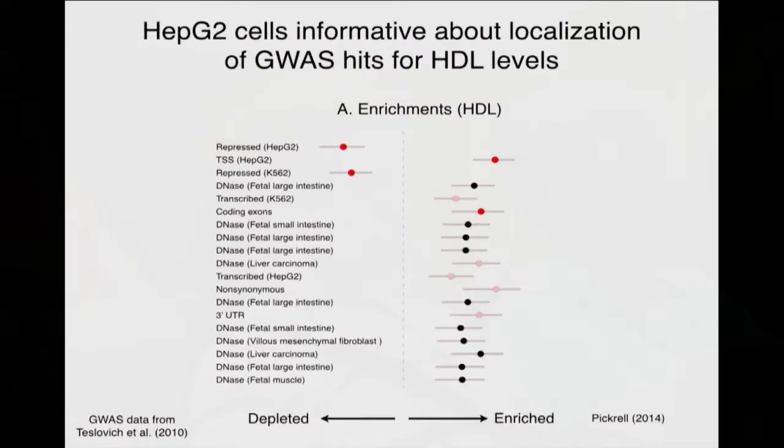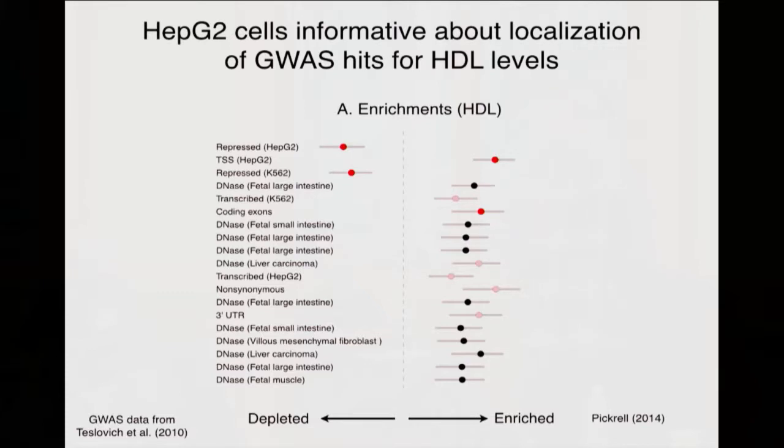And so here's an example for HDL. What I'm showing you here is I've taken all 450 genomic annotations and I've ordered them, so this should go down to 450 at the bottom here. And I'm just showing you the top, the most informative associations for high density lipoprotein levels. So over on this side are things that are enriched, and these things are depleted.